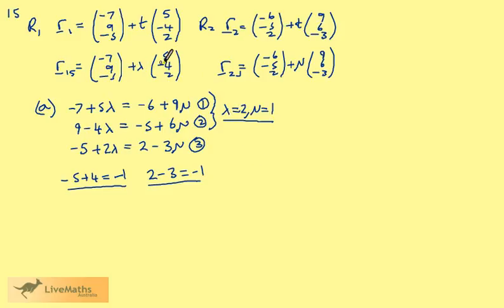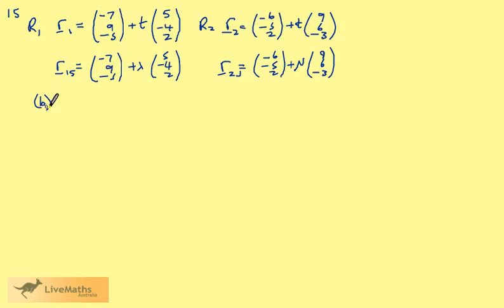Substituting lambda is 2 back to here, we get -7 add 2 times 5, giving me 3. 9 take away 2 times 4 is going to give me 1. And -5 add 2 times 2 gives -1.